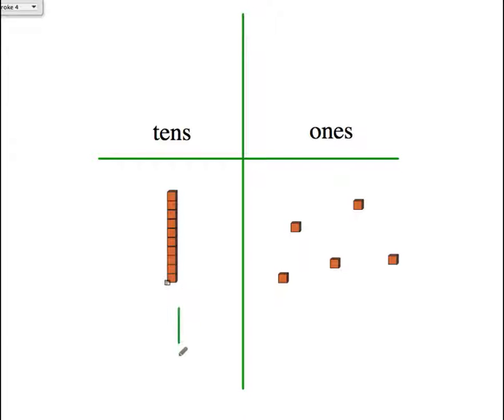So I'll put a 1 here, and then in the ones place I see that we have 1, 2, 3, 4, 5 of the units or the ones, and so I'll write a 5 here, and I can see what my number is now, can't I? There's a 1 in the tens place and a 5 in the ones place. That's the number 15. So a 15 is 1 ten and 5 ones.